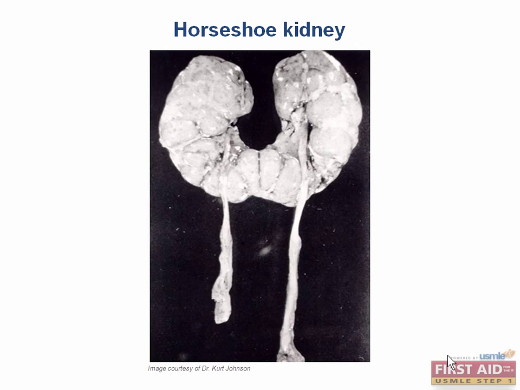Next, let's talk about horseshoe kidney, the most common congenital renal anomaly and therefore often tested on step 1. During development, the kidneys rise from the pelvis until they reach their final position around which vertebral level? Very good. T12 to L3.